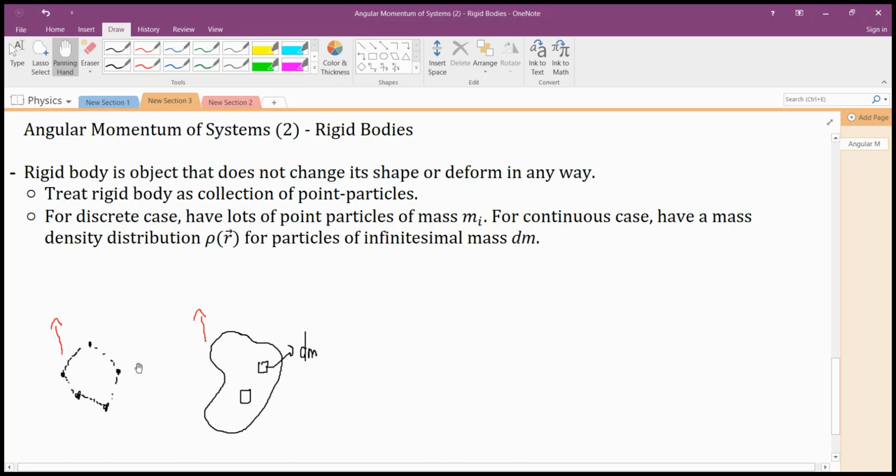And we have the continuous case where we just have some sort of continuous object, and we treat each point of the continuous object as a point particle with infinitesimal mass dm, and keep track of the total mass using a mass density distribution. As a result of the rigid body condition, all particles that compose the rigid body move with the same translational velocity and rotate with the same angular velocity.